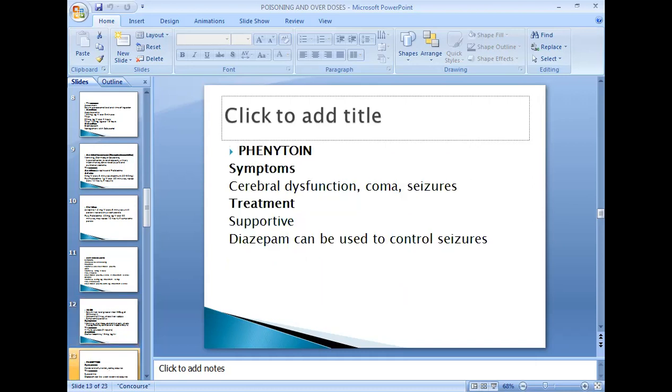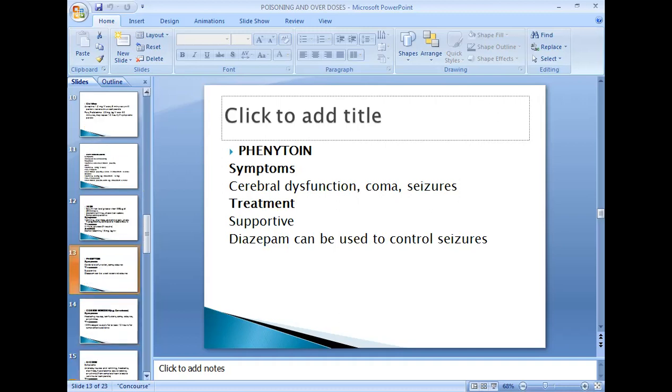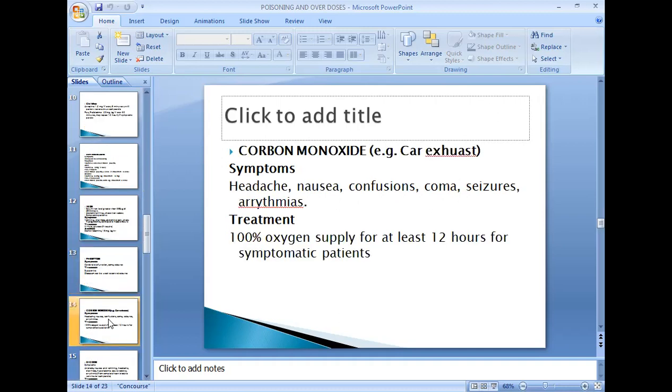The other drug is phenytoin, which can produce cerebral dysfunction, seizures, and coma. For management, we have supportive care, which means we have to monitor oxygen supply, IV fluid, and breathing, with treatment based on pharmacological responses. Diazepam can be given to control the seizure associated with phenytoin toxicity.